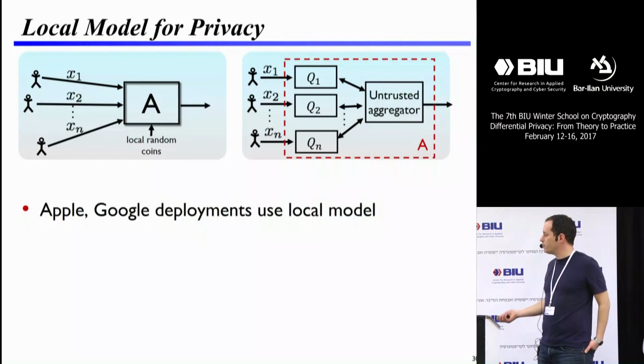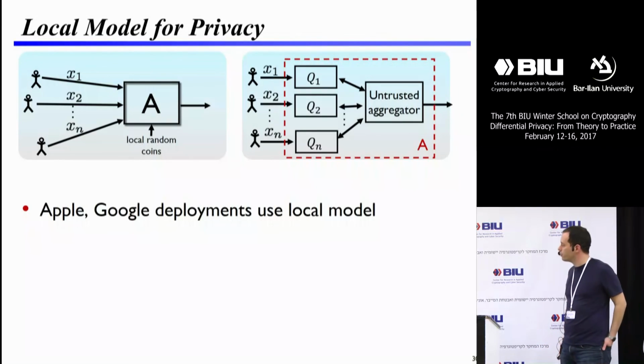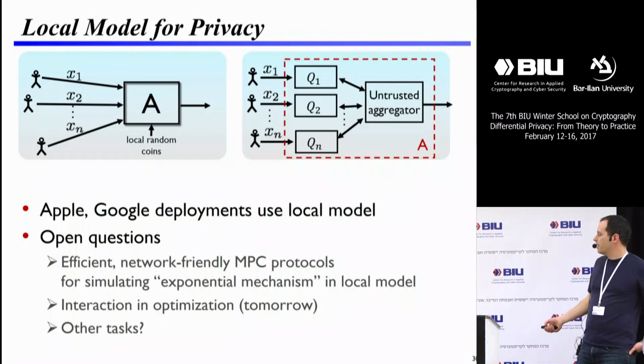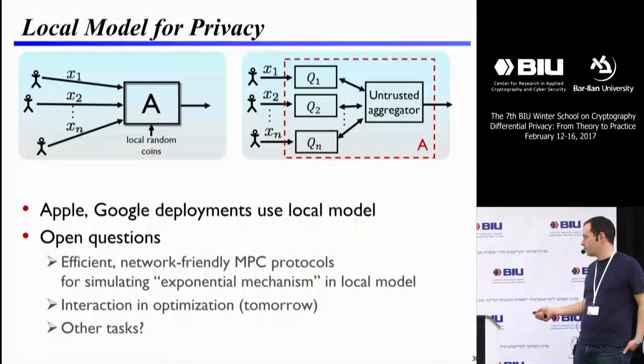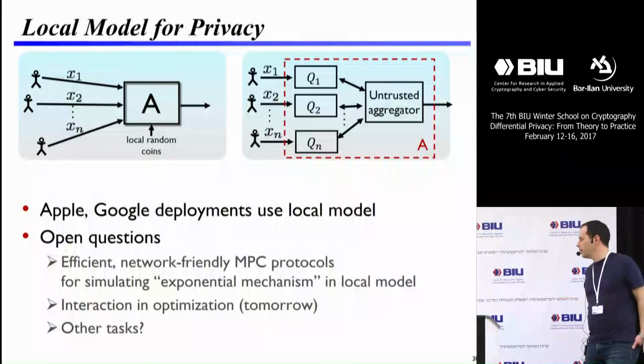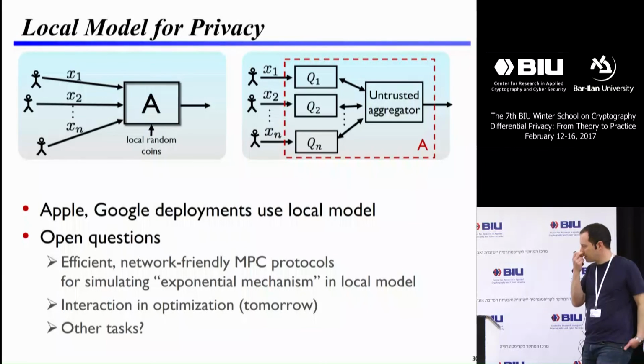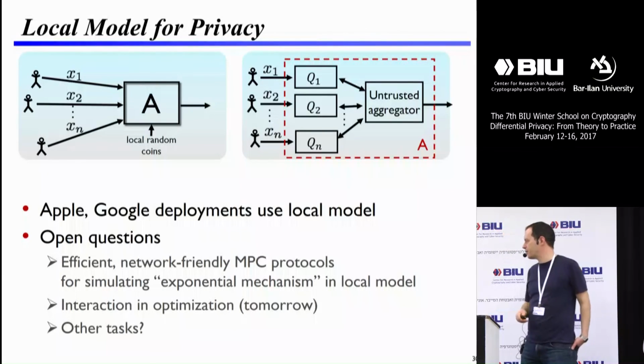Just wrapping up. The deployments we know use this local model. So it is, at least for the foreseeable future, an important thing to understand and continue to look at. There are a number of open questions. As I said, there are some open questions related to MPC protocols that basically have to do with getting rid of the local model, which would be great. But there are also questions about, if we're stuck with the local model, what the power of interaction is in this model, the back and forth between the aggregator and the individuals. I'll mention a little bit about that in a talk tomorrow.